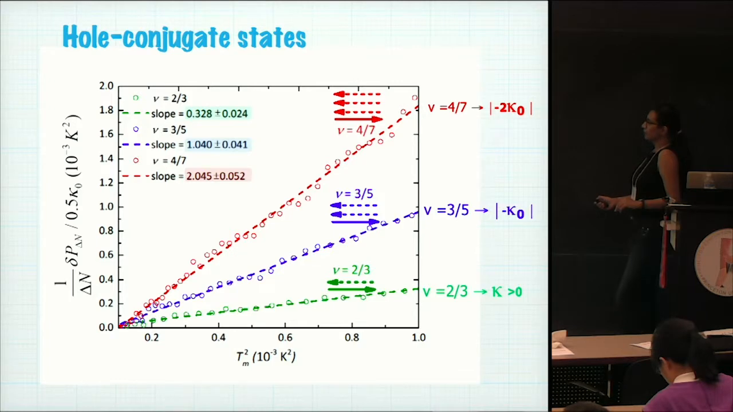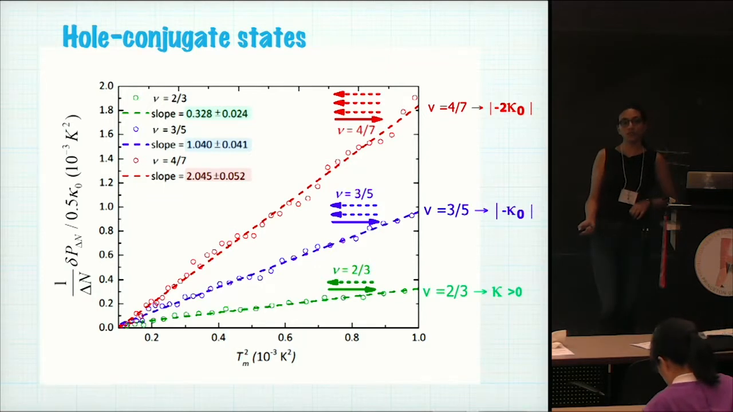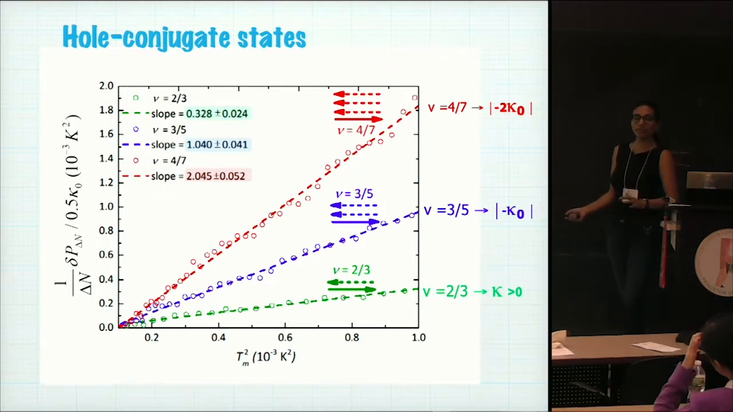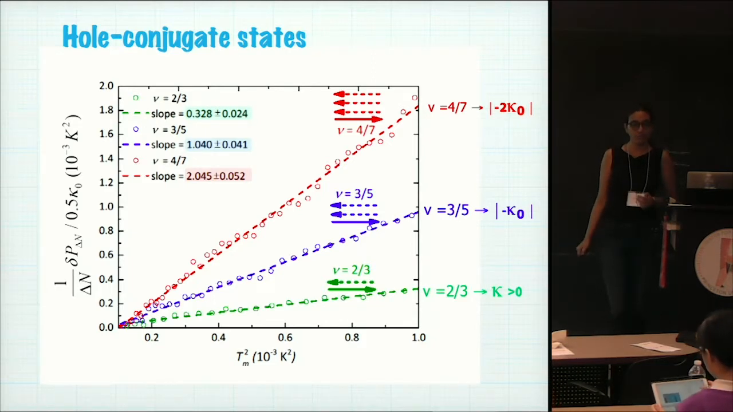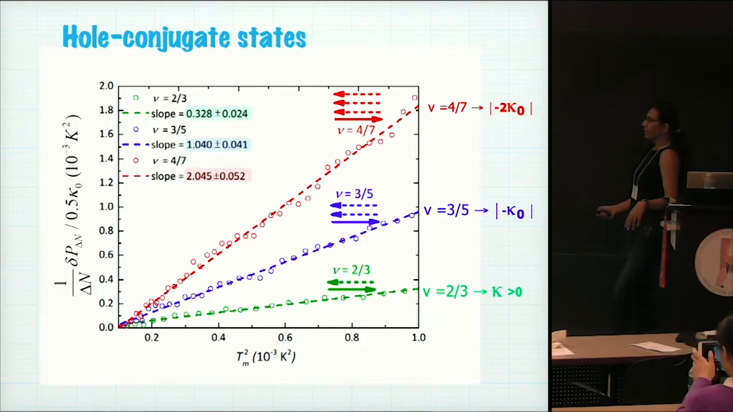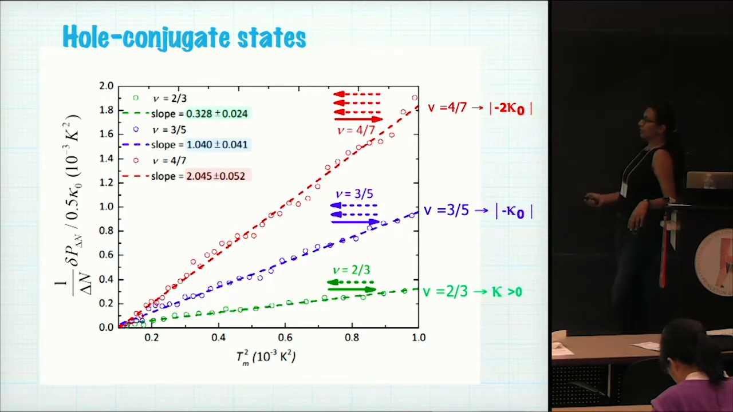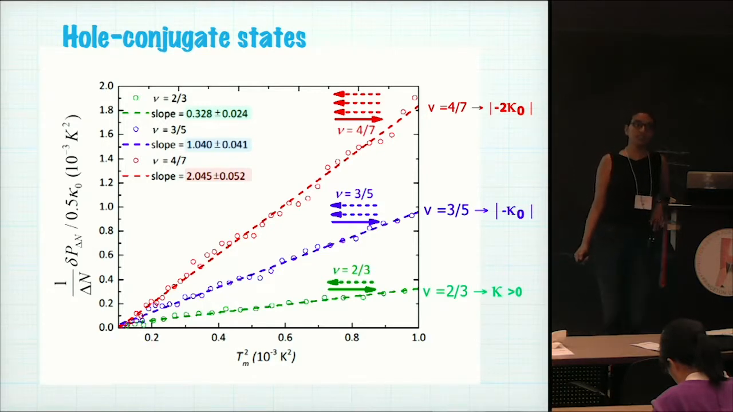So this is the result for 4/7 and 3/5, and this is the result for 2/3. For 2/3 we should see 0, but we don't see 0. For 4/7 and 3/5, we are close to the quantization that we're supposed to see, which tells us that yes, neutral modes, at least in these states, behave exactly like Kane and Fisher said. But in the case of 2/3, we end up not with 0. Not only not 0, just look at the number. It's almost 1/3. It looks like magic. It's a 2/3 state and heat is quantized to 1/3. We are experimentalists, but we think, okay, that has a ring to it, okay?